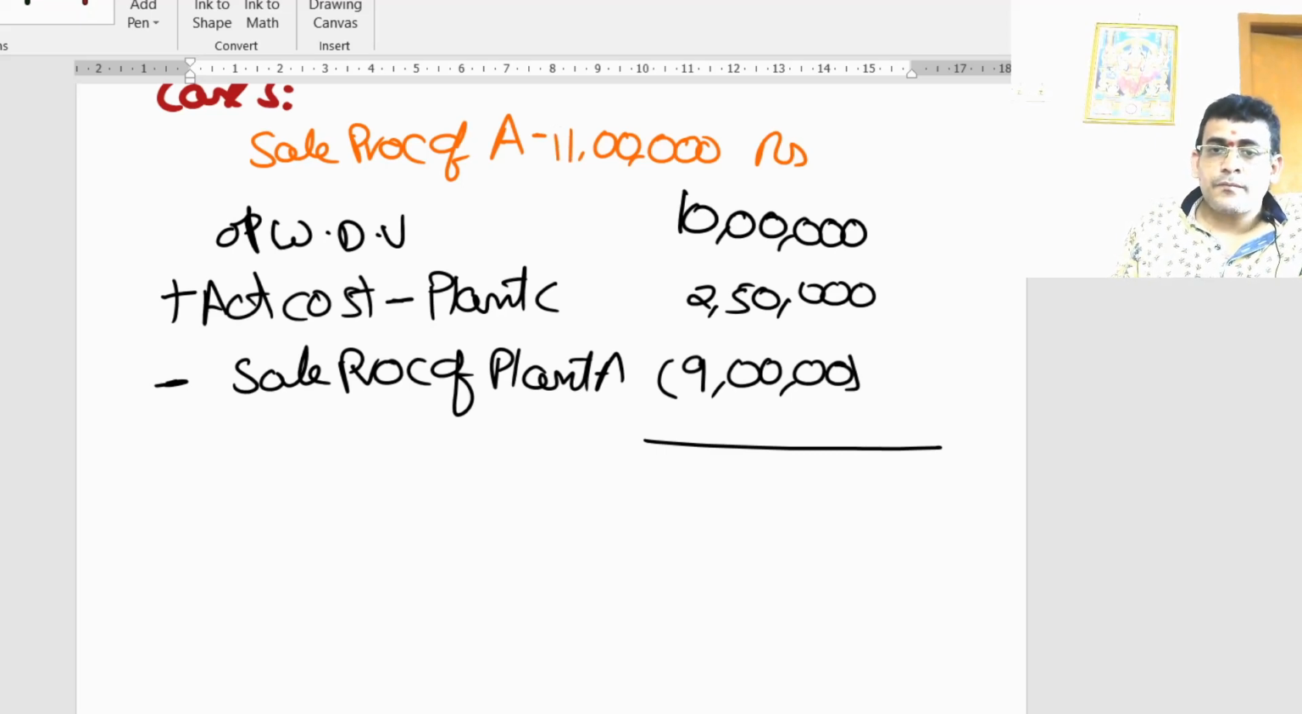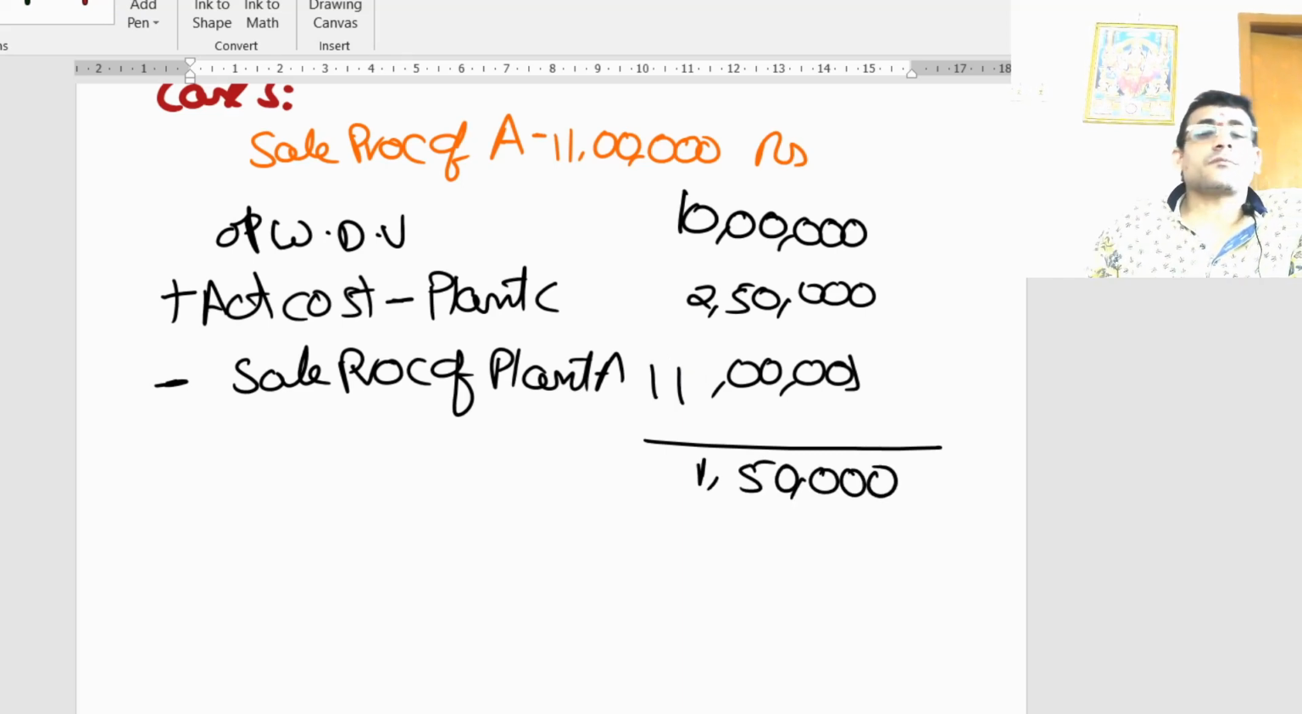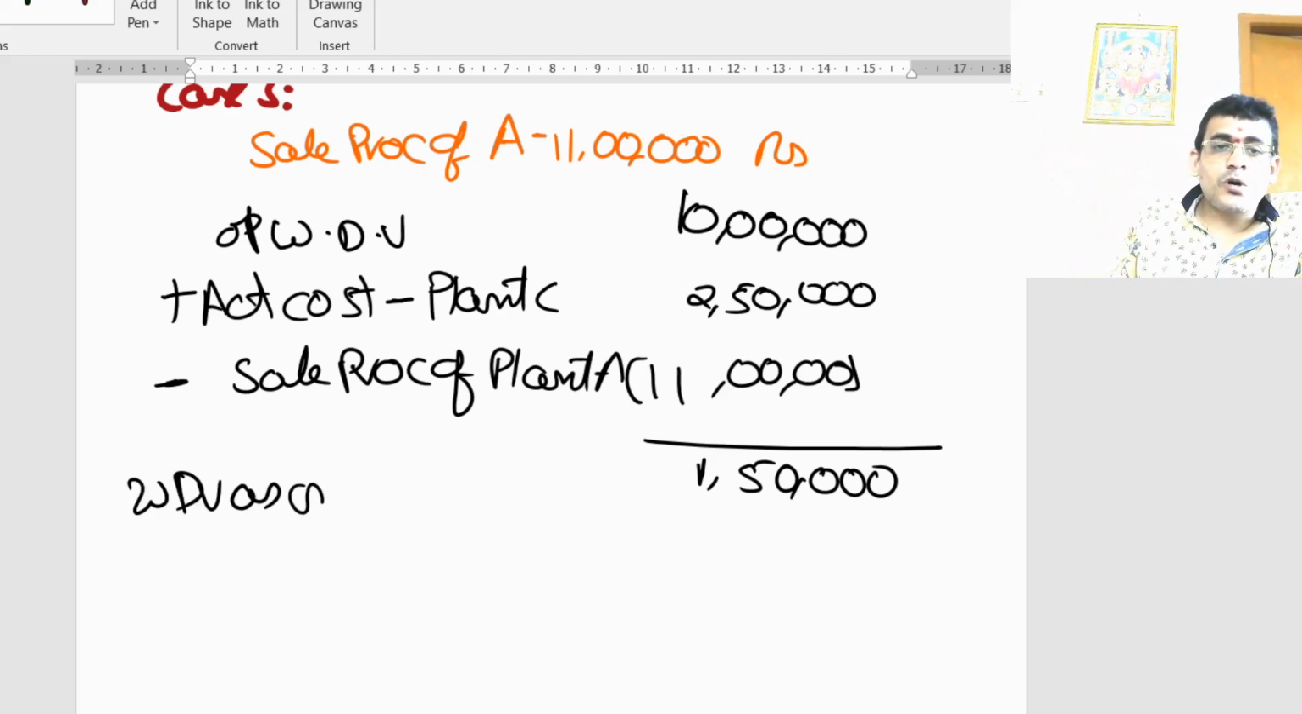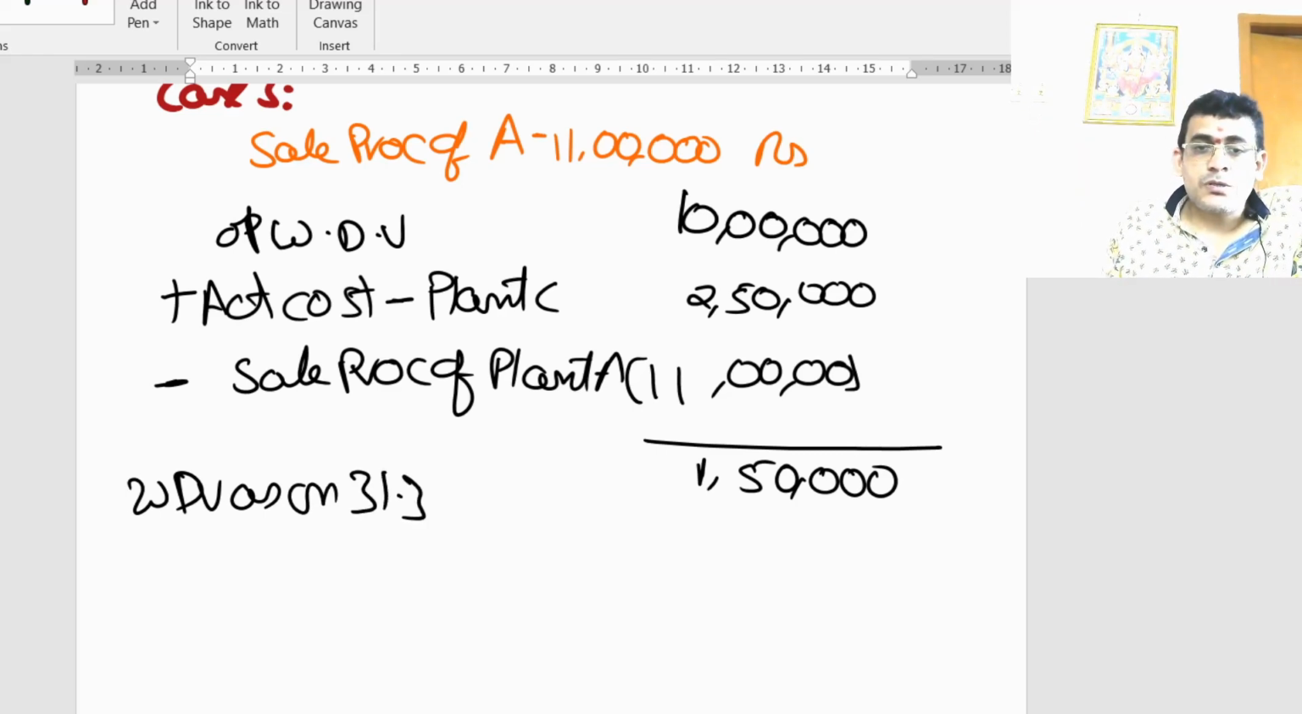Now what will happen? Here also I have to consider it as 11 lakhs. Now let us see what will be your WDV. 12 lakhs 50,000 minus 11 lakhs, that is going to give you 1 lakh 50,000. Clear? 10 lakhs plus 2 lakh 50,000. Sale proceeds of plant A is 11 lakhs. So 12 lakh 50,000 minus 11 lakhs gives you 1 lakh 50,000. What is this called as? WDV as on 31st March 20 or 31st March 21, whatever it is. So that gives you your WDV for the corresponding year.